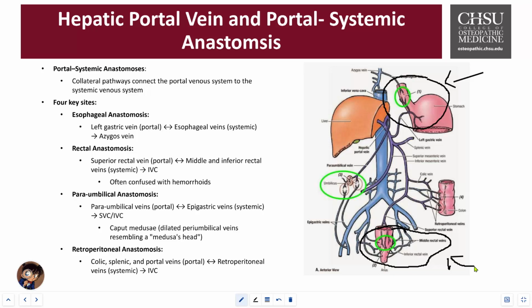It resembles a medusa-like head, and it's shown here, kind of like the head of a snake. And the last one is the retroperitoneal anastomoses. This is the colic and the splenic and the portal veins from the portal system communicating with the retroperitoneal veins of the systemic system. And it drains into the IVC, the inferior vena cava. And this pathway can become enlarged, then leads into retroperitoneal varices, causing tons of bleeding and portal hypertension.